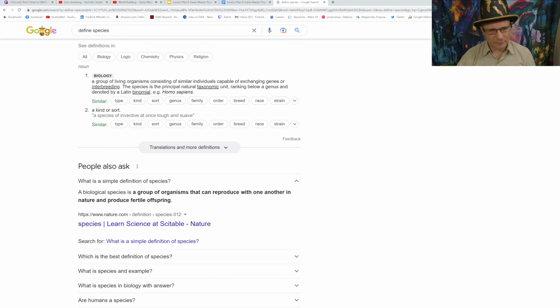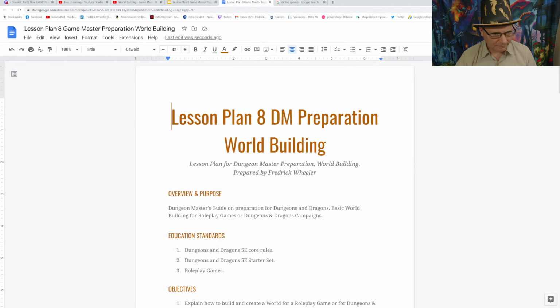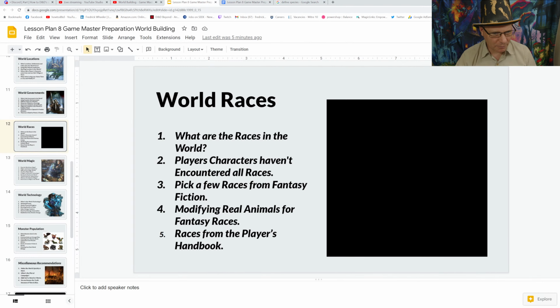Okay, so I wonder if there's another way of looking at this. Breed, strain, ancestry. We'll go with this for now. It may not even be the best word to use, frankly. But I'm actually quite happy to pull it.